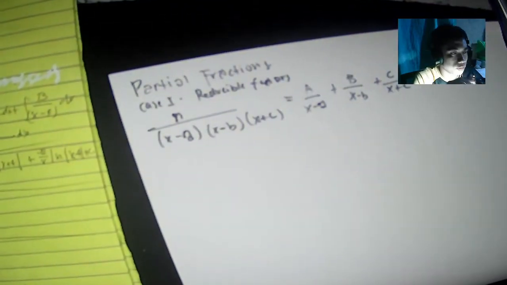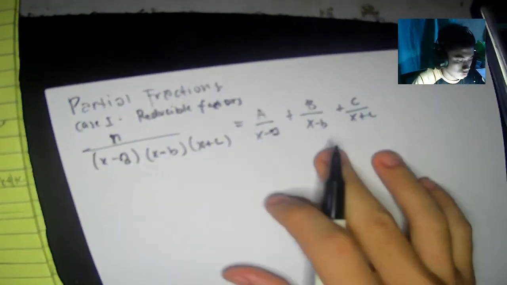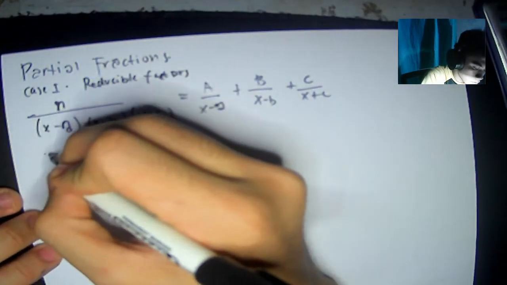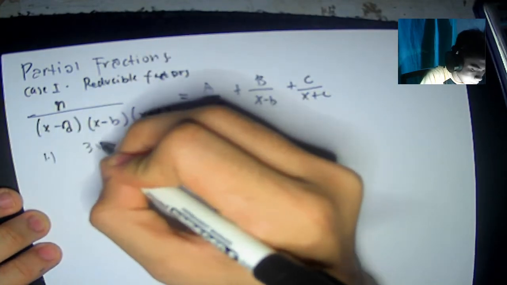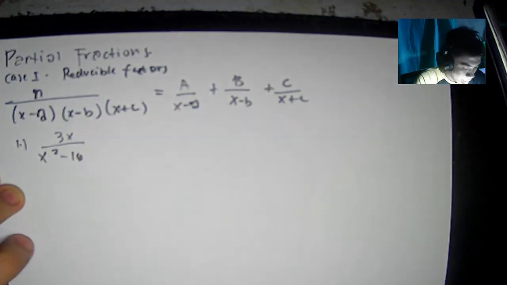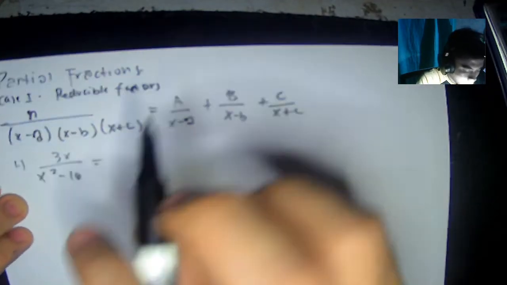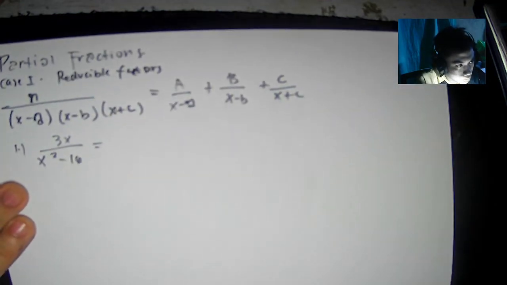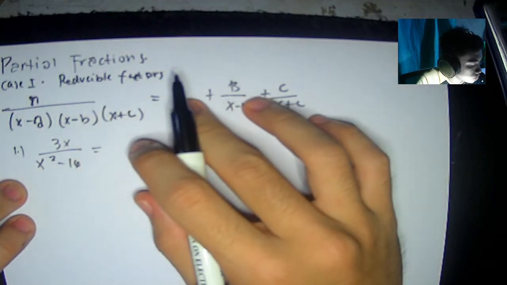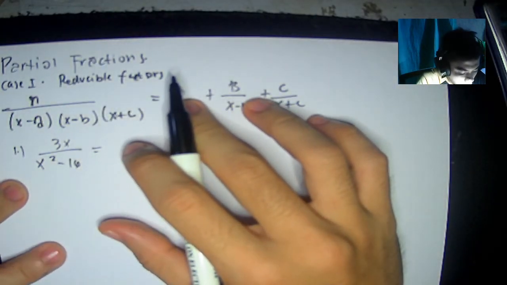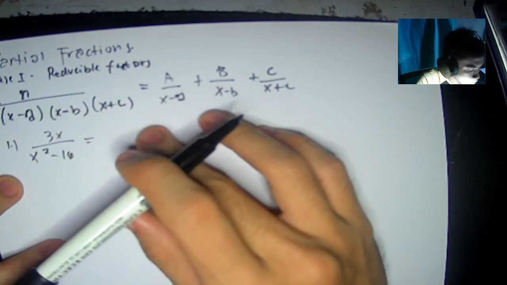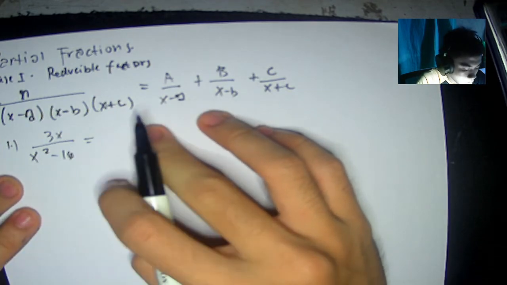So let's have an example. Number 1 is 3x over x squared minus 16. It's called reducible factors because most of the time you'll just factor the denominator, mostly the denominator.